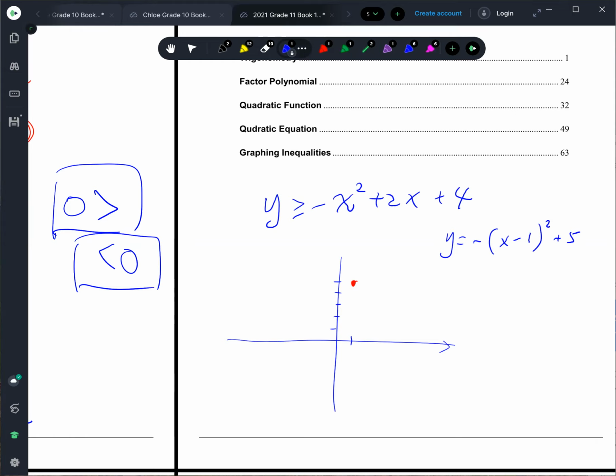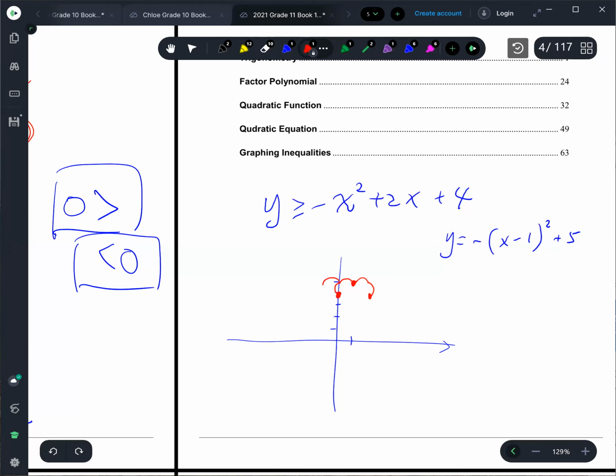So this one is opening down, right? So you count one left, one down. Okay, one right, one down. And then another one left, and this time it will be 4 down. And then symmetrical. Another one to the right, and then 4 down. Then you get 4 points.